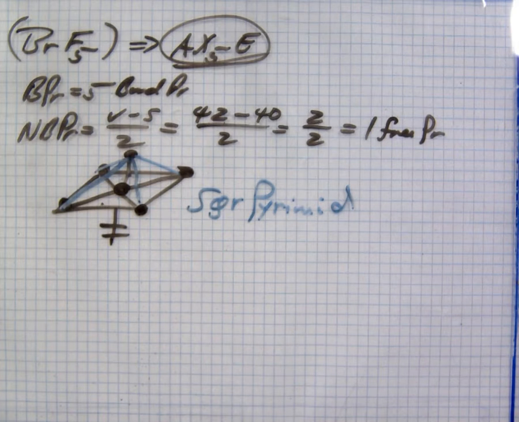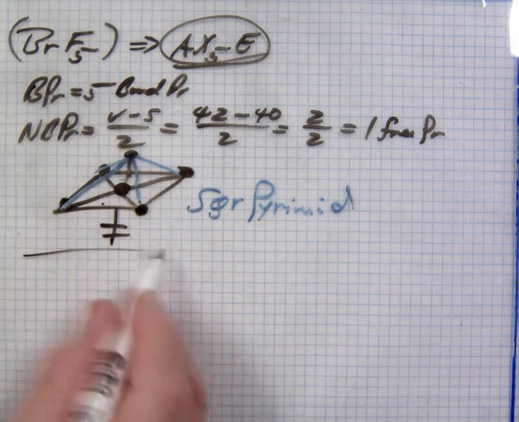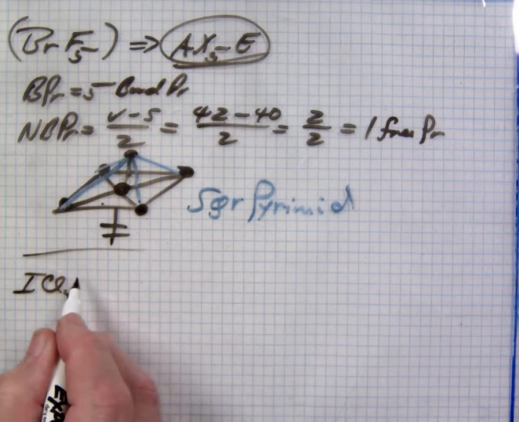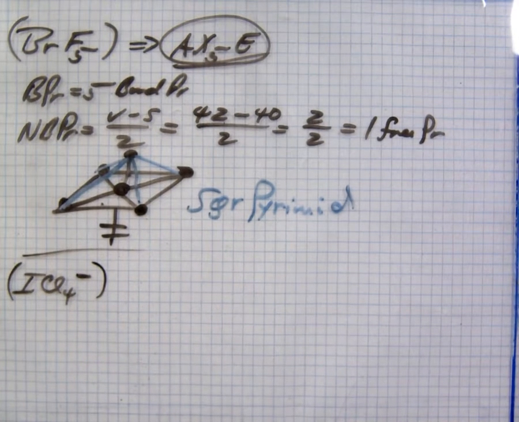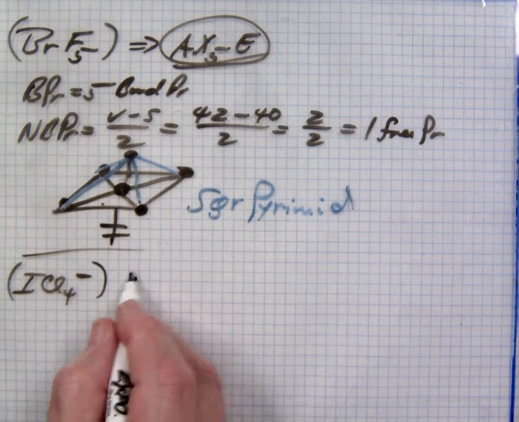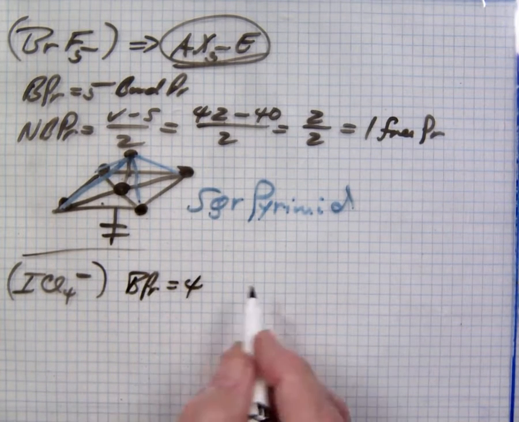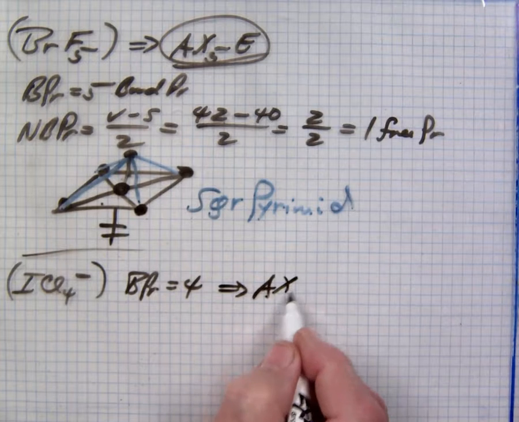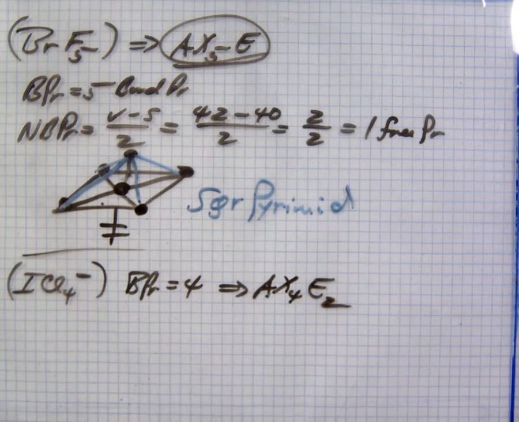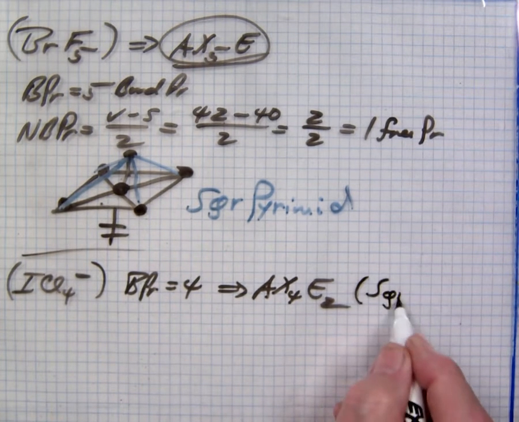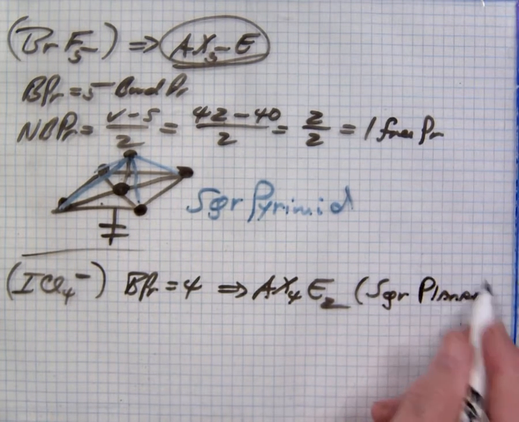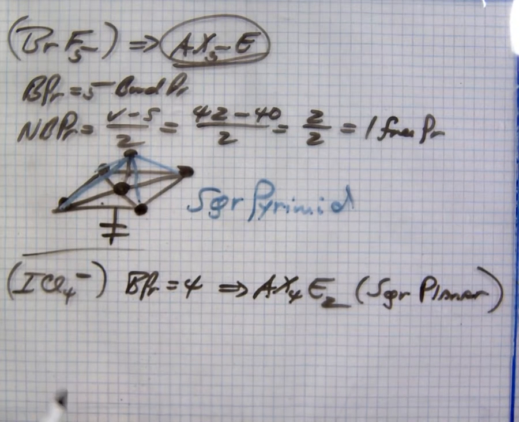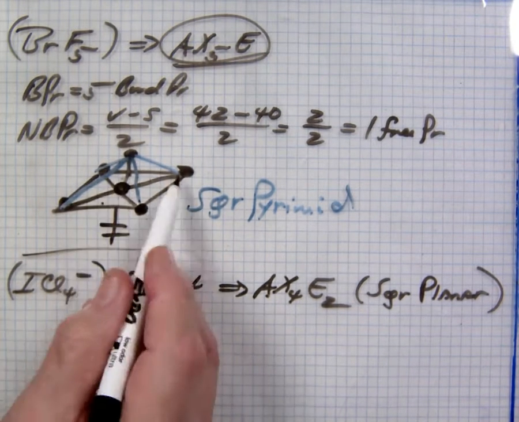I'm going to jump to, let's see, there's an ICl4 in here. And this one also is negative. So we have bonded pairs equal to 4, and it's going to come out with AX4E2 when this one shows up. So it's going to be a square planar when we finish with this one. Square planar because electrons go above and below that square in the middle here. You can see that square plane in here.